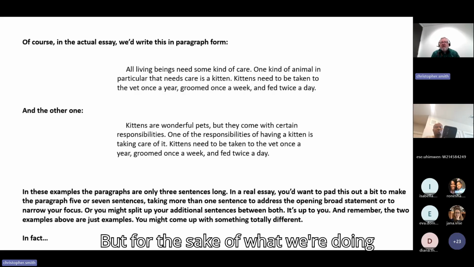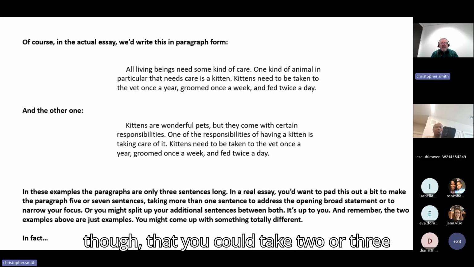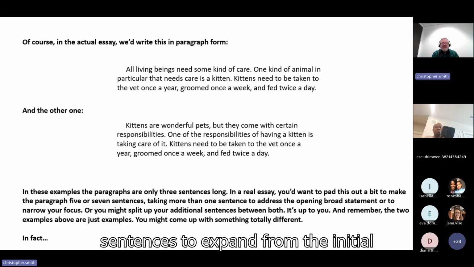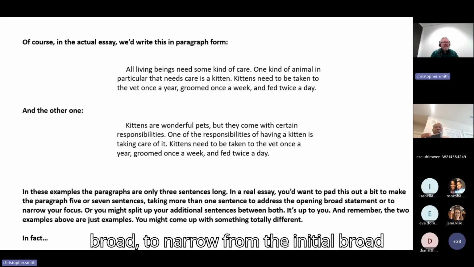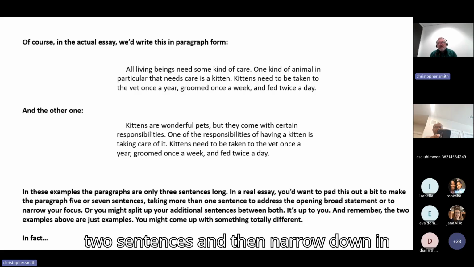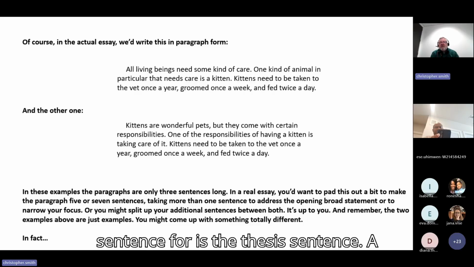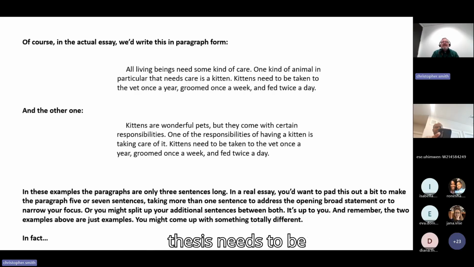But for the sake of what we're doing here, we're just going to limit it to 3 sentences. Keep in mind, though, that you could take 2 or 3 sentences to expand from the initial broad statement to the thesis, or maybe let your broad topic cover 1 or 2 sentences and then narrow down in your next couple of sentences. The only one you want to stick to just 1 sentence for is the thesis sentence. A thesis needs to be 1 sentence, no more, final sentence of your introductory paragraph.